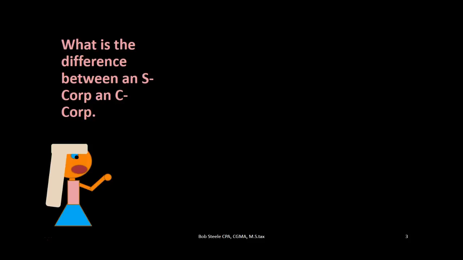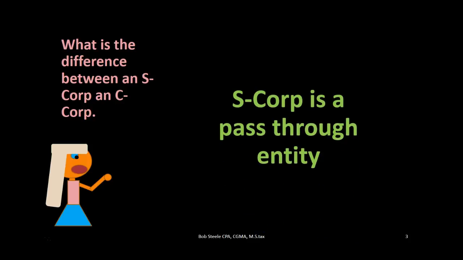The major difference between an S corporation and a C corporation is that the S corporation is going to have the pass-through entity, meaning that the money that is owned or earned by the S corporation will not be taxed on the corporate level. It's going to pass through to the individual level, meaning it's going to be taxed ultimately on the form 1040, not on the form 1120S. Let's take a look at that in a bit more detail.